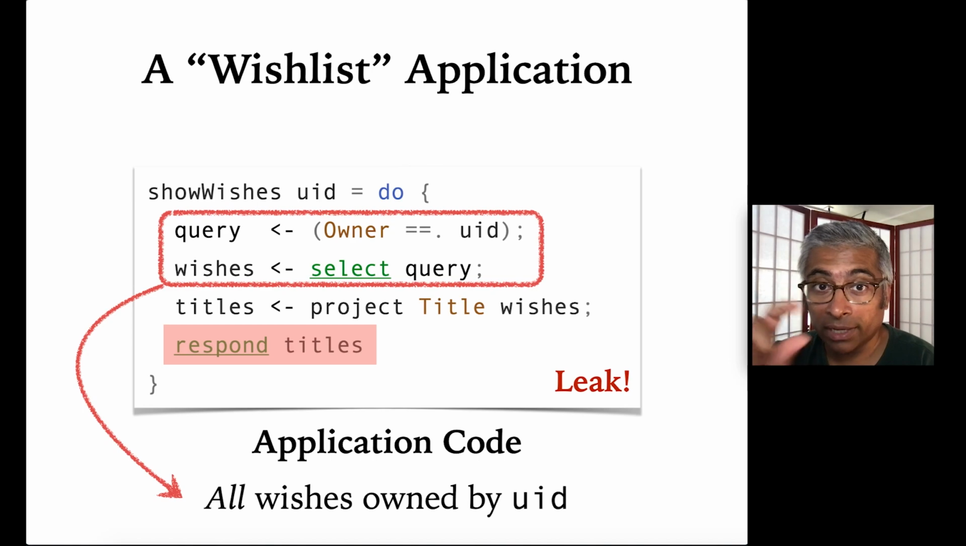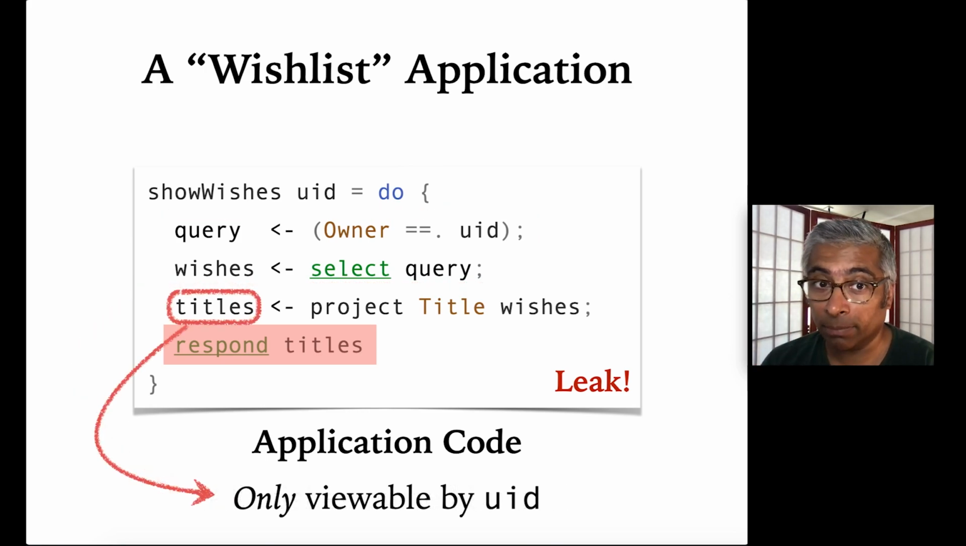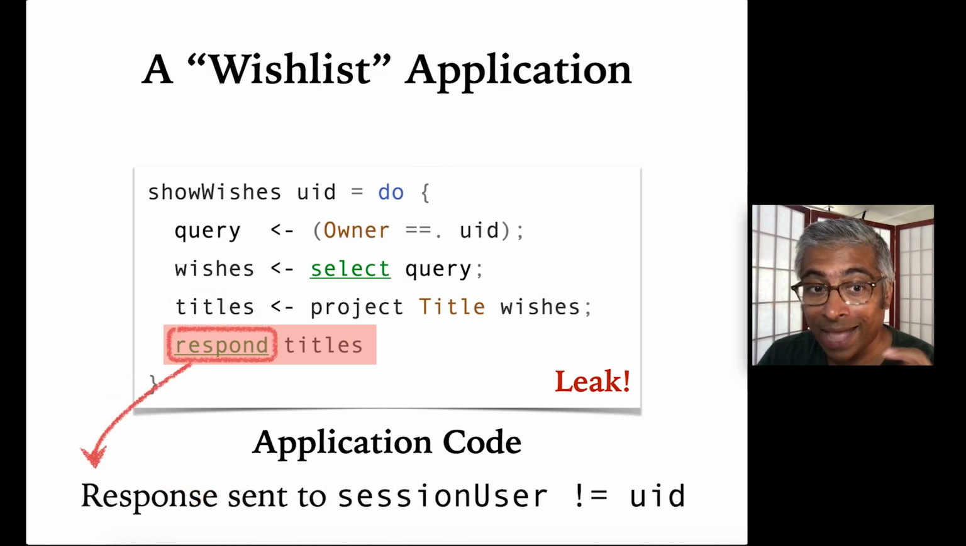Well, if you look at the security policy, this returns all the wishes that are owned by UID, and those should only be viewable by UID. We have not checked whether or not they're public, right? And so now since these titles are only viewable by UID, and since the response is sent back to the current session user who might not be the same as UID, Storm is going to complain and say, sorry, this code does not respect the security policy.